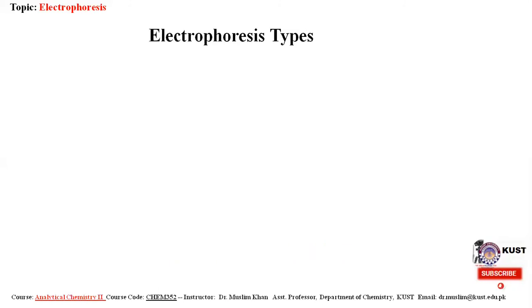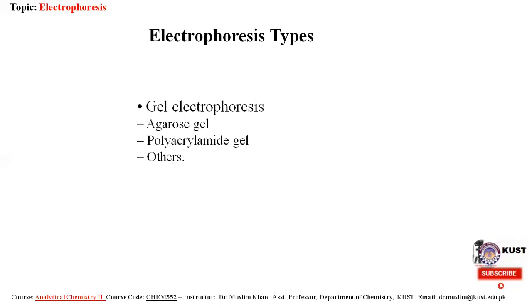So what are the electrophoresis types, basically? First of all, gel electrophoresis, which depends on which type of gel you are using: agarose gel electrophoresis, polyacrylamide gel electrophoresis, and some other techniques as well. The next one is the pulse field gel electrophoresis technique, called PFGE. We will discuss this one also.